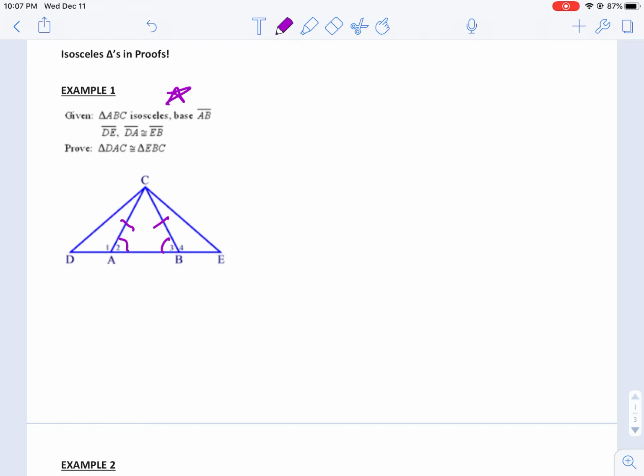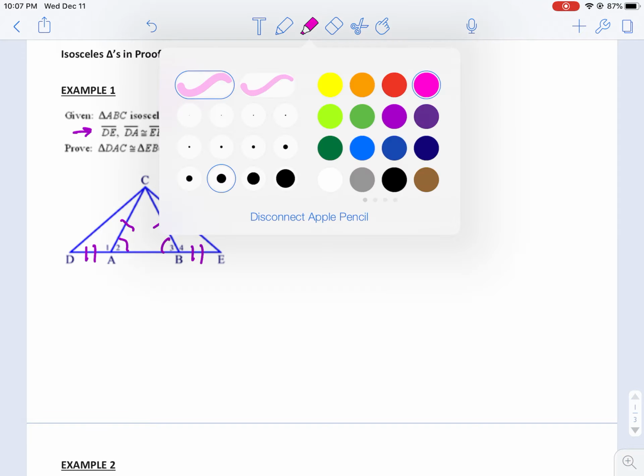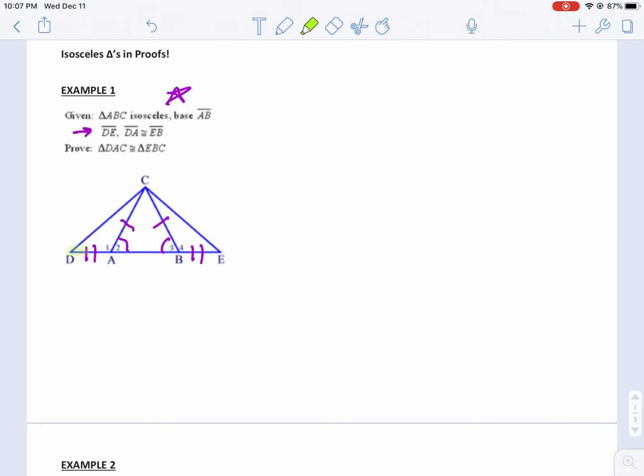The next thing they tell us is that this is a segment DE. If you remember, we talked about this the other day, why sometimes they do that in a proof. Again, some proof styles are different, but sometimes it's a hint for something that we may be using. Let's keep that in mind. And then they tell us that DA is congruent to EB. Now we're trying to prove DAC, let's get a little highlighter action on that, DAC, this one over here, is congruent to EBC, this one over here.